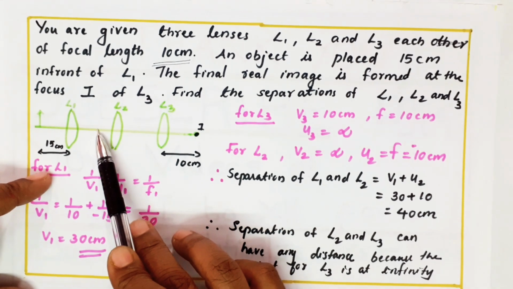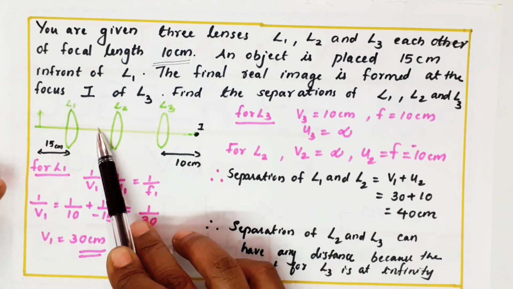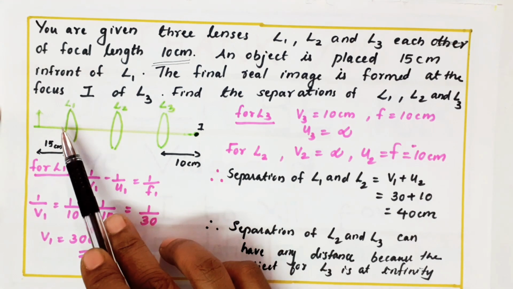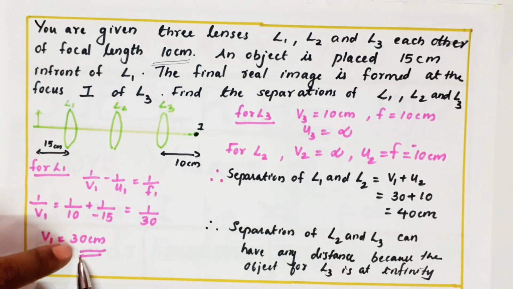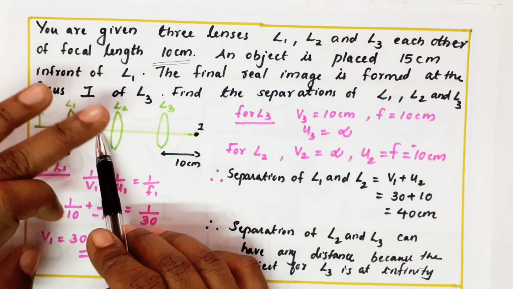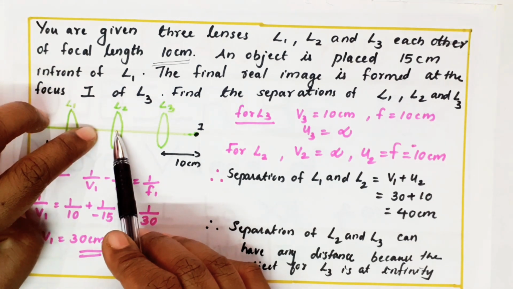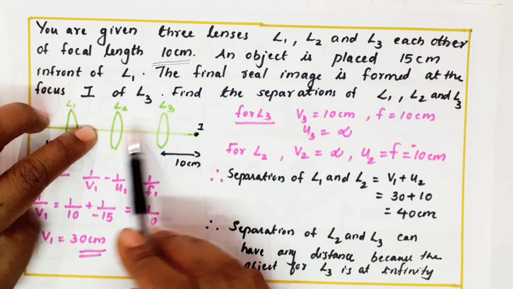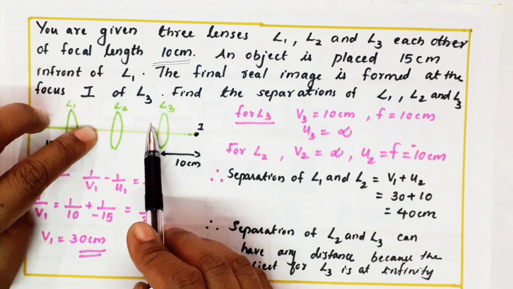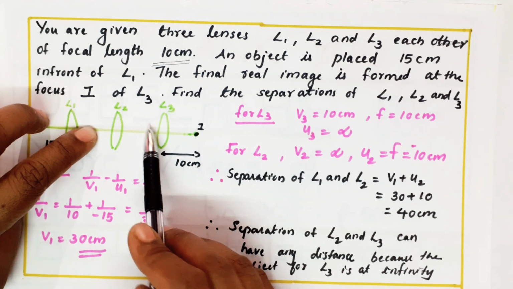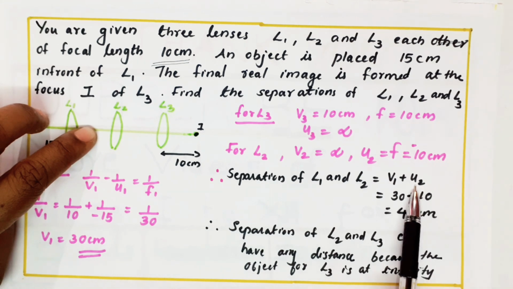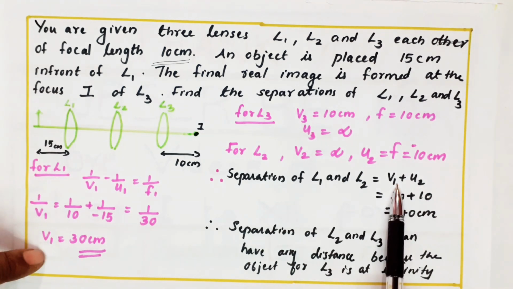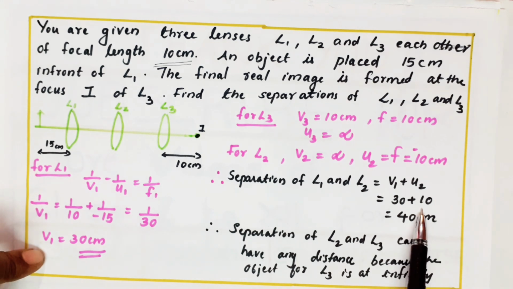So I can take that the object should be here. Then who is the object of L2? That is nothing but the image of L1. We know the image of L1 is at a distance of 30. But from that point to the lens, I should have a distance of 10. Then only I'll get the image of L2 at infinity. So the separation of L1 and L2 is V1 plus U2. U2 is your focal length. V1 we got as 30. So 30 plus 10, we take the modulus value only, 40 centimeter.